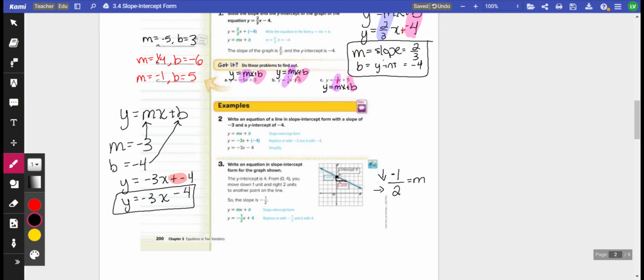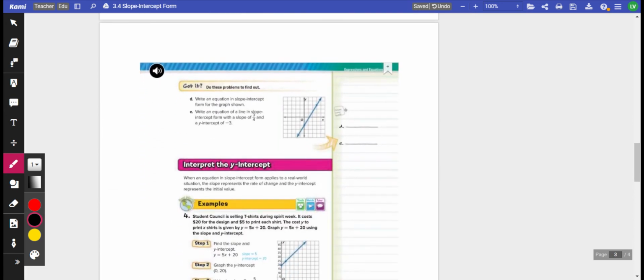Then it gives us the information that the y-intercept is 4, so that means 4 equals b. So if I have y equals mx plus b, I'm going to fill in -1/2 for m and 4 for b. So this becomes y equals -1/2 x plus 4. Let's continue. Do you got it? Let's do these problems to find out.